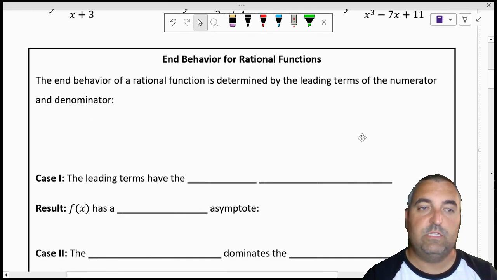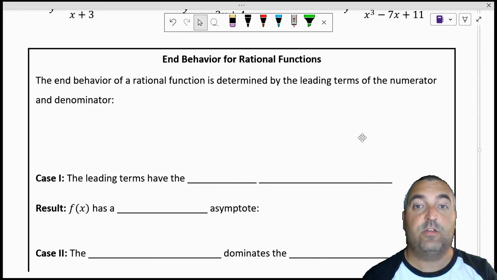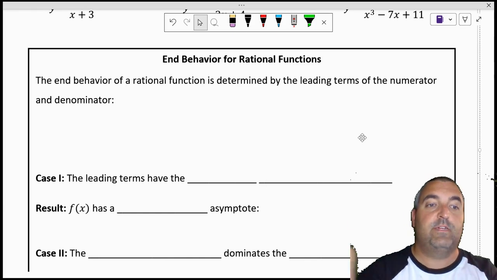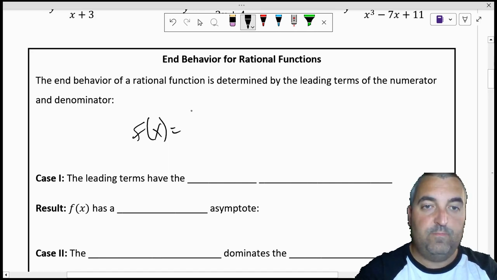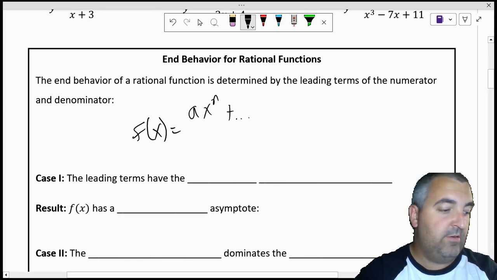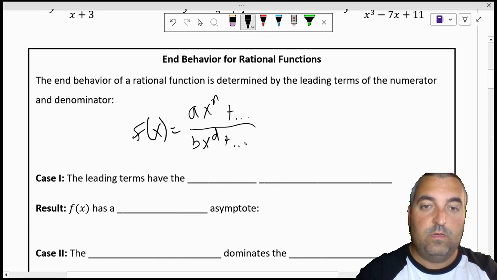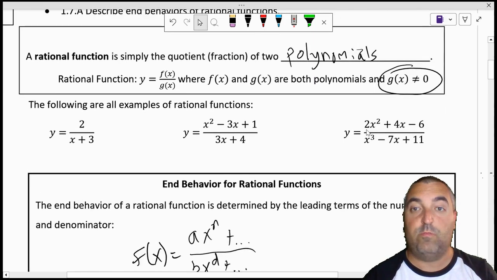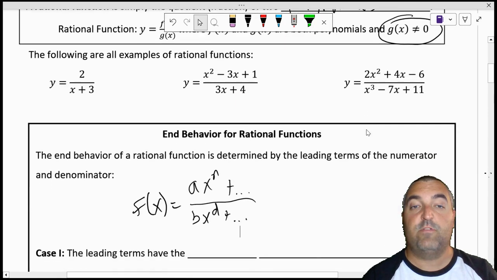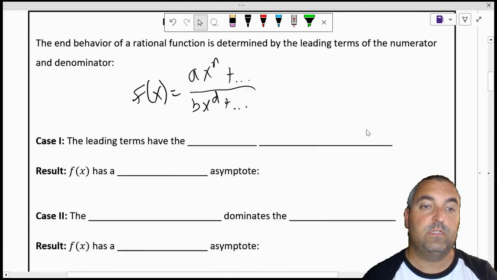So now let's go into the end behavior. So for this, the end behavior of a rational function is determined by the leading terms of the numerator and denominator. Okay, so in other words, if your polynomials in the numerator and the denominator are not multiplied out, then you want to multiply them out so you can figure out what the leading terms are both in the numerator and denominator, right? So the three examples here were all multiplied out. They weren't factored. If they were factored, you want to multiply them out to get those leading terms.